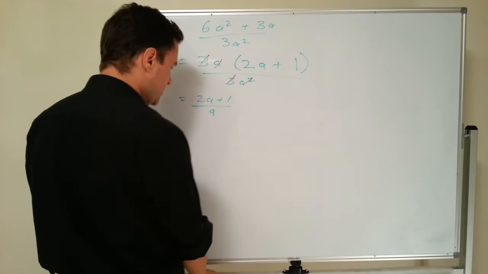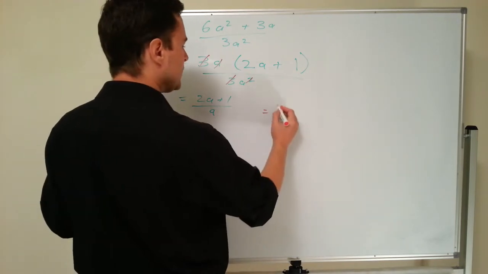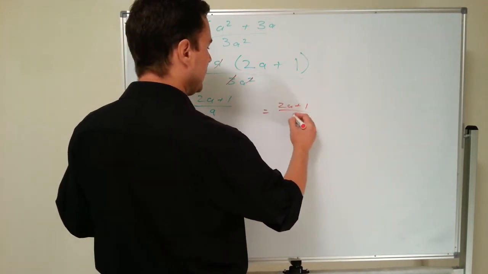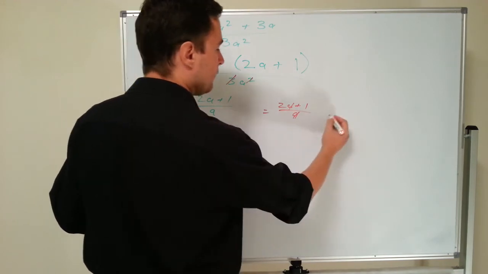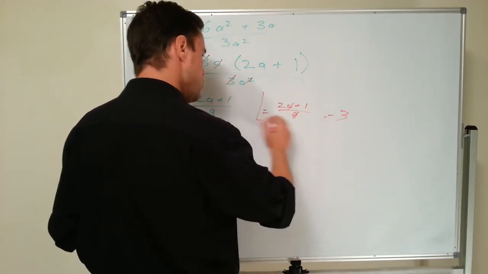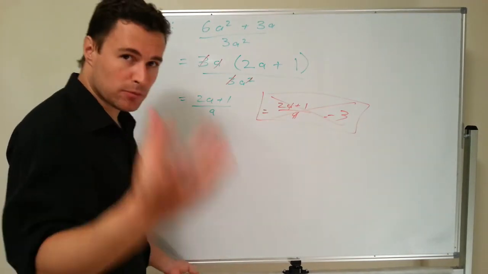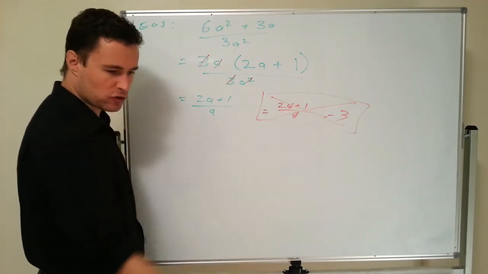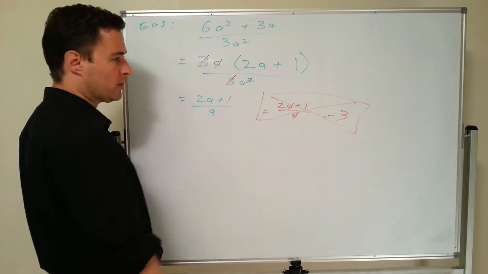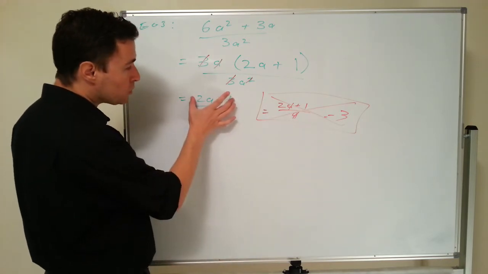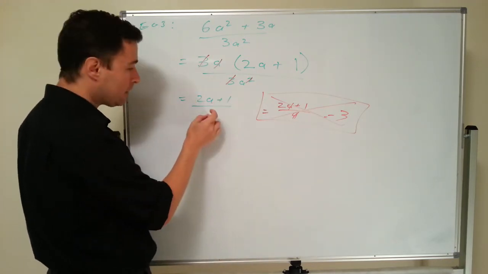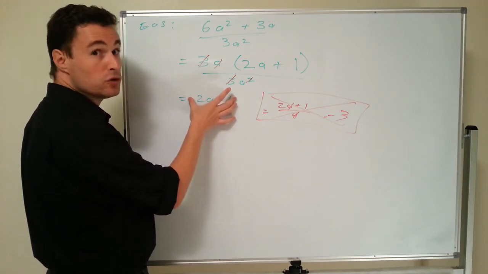I've seen people do this. I've seen people then go 2a plus 1 over a, and they do this. And they say 2 plus 1 is 3. No, N-O-E, no, please. I cannot. This is what I'm talking about by factors on top of factors, one term on top and one term on bottom. There are now 2 terms on top. I cannot divide this into those 2.